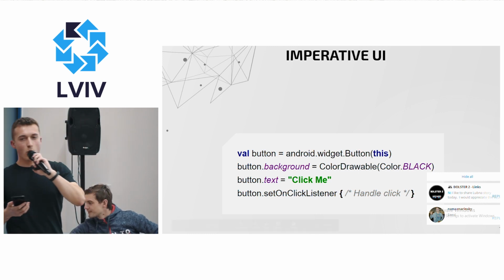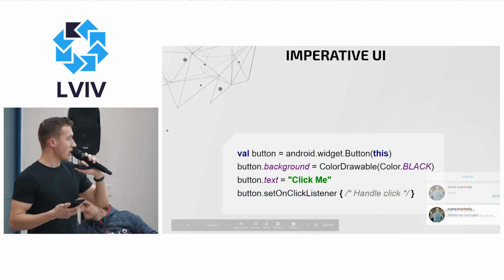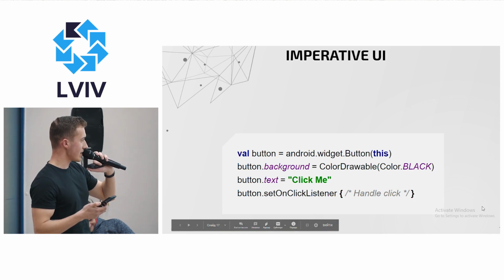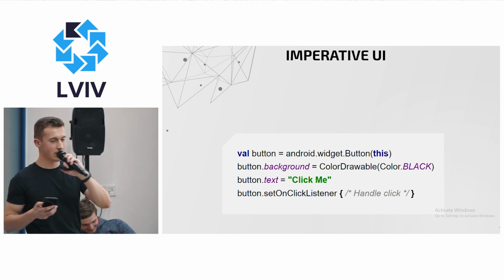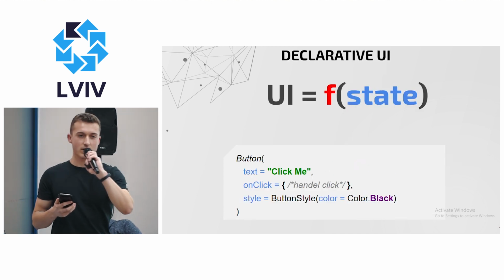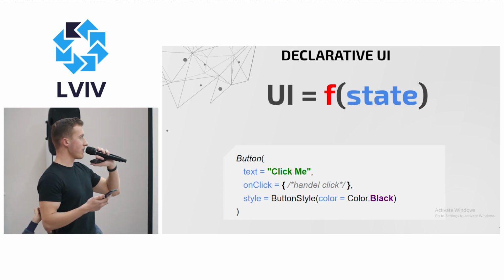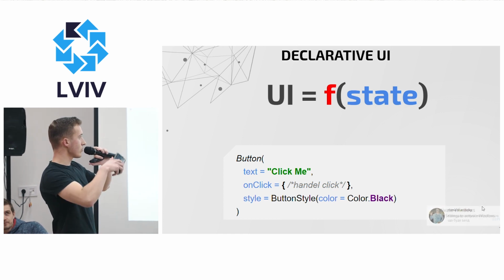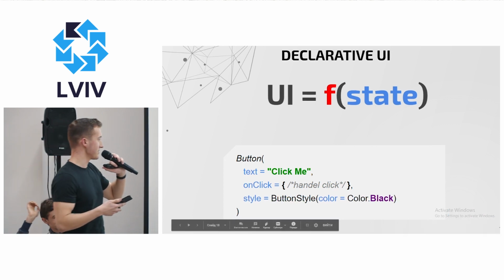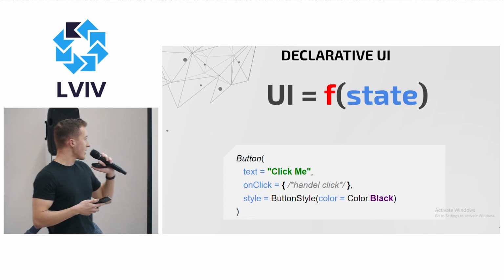Okay, now when we know the difference between declarative and imperative, we can actually find out that our UI is imperative right now. Let's see how declarative UI would look. What is declarative UI? Declarative UI is a function of a state. We'll come back to this formula a little later, and now let's see how it looks in code.